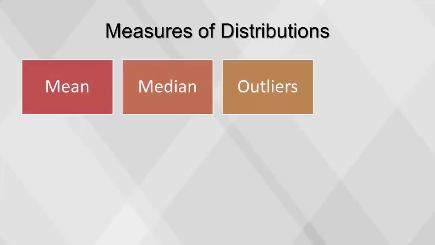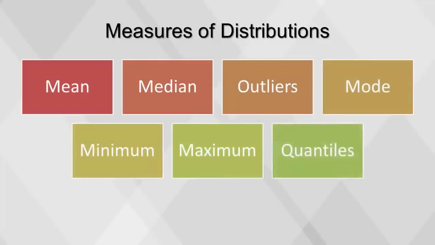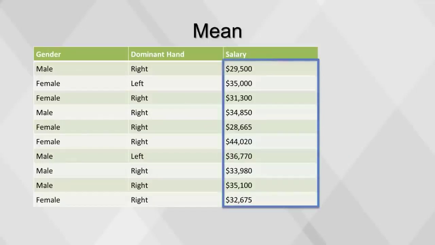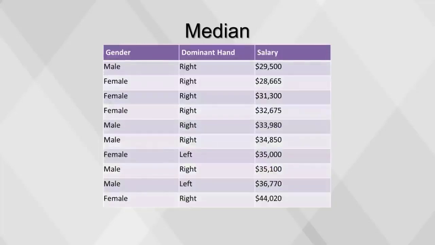We'll begin by defining and calculating the salary variable's measures of distribution: mean, median, outliers, mode, minimum and maximum values, and quantiles. To find the mean or average, add up all the numbers and divide by the number of rows. $341,860 divided by 10 equals a mean of $34,186. To find the median, sort the numbers and find the middle value.